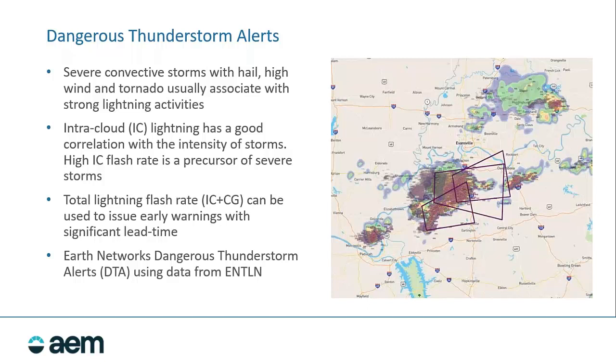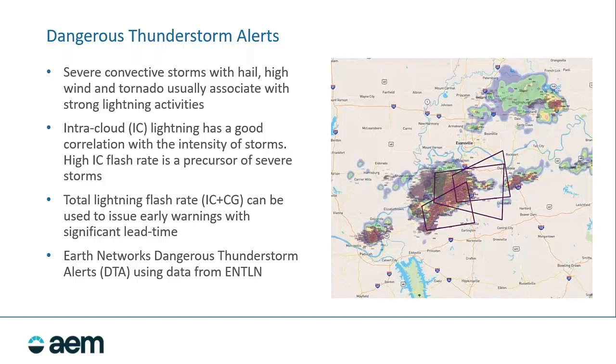They simply provide you an advanced warning that there is a dangerous storm with a high flash rate that could produce hail, high winds, tornadoes, and again, flash flooding. So intra-cloud lightning is strongly correlated with the intensity of such storms. When you have a high flash rate, a high IC flash rate, again, it's usually a precursor for severe weather, and it provides increased warning over the National Weather Service.